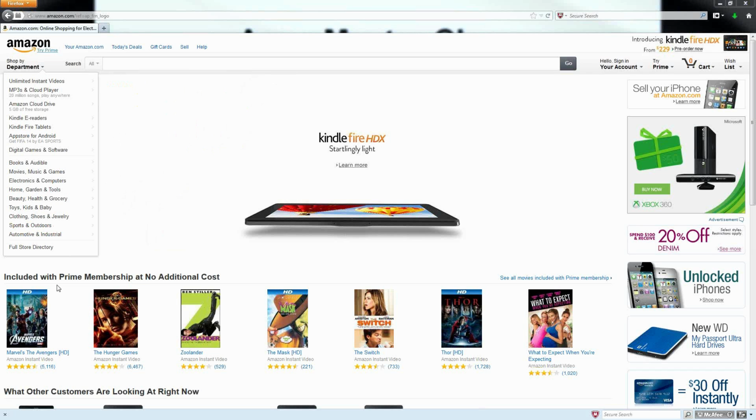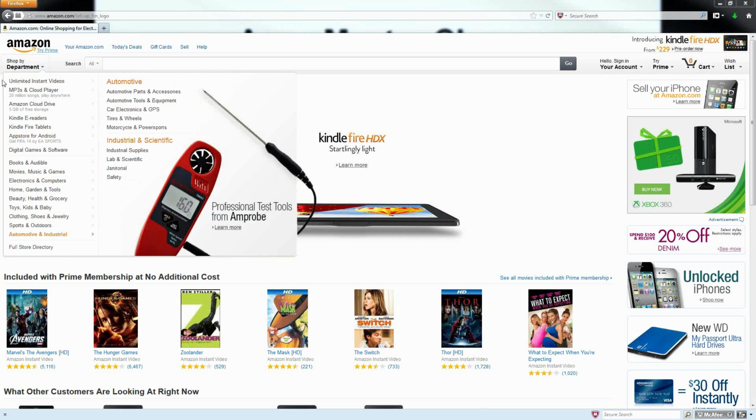So to start out with here, over on the left-hand side, you have all of these different Amazon departments. Some of you may already have an idea of the type of product or niche that you are looking to target, and others may not have any clue about what you might want to target.